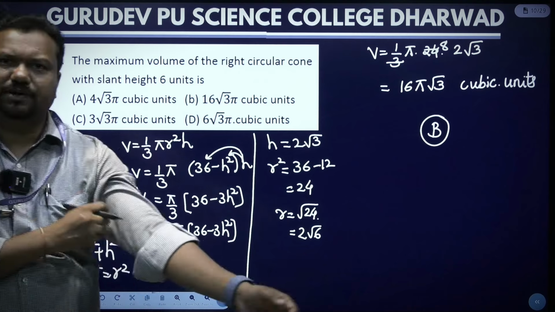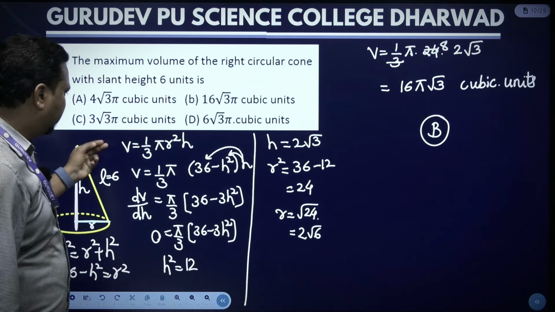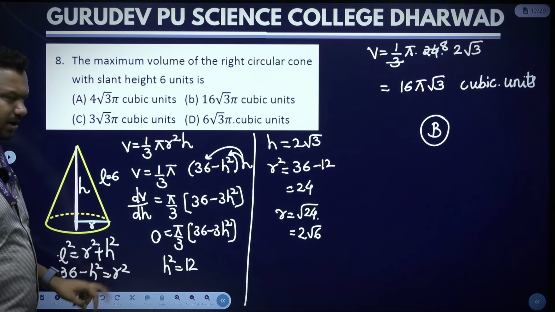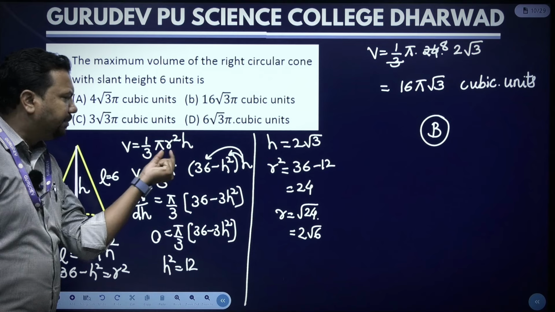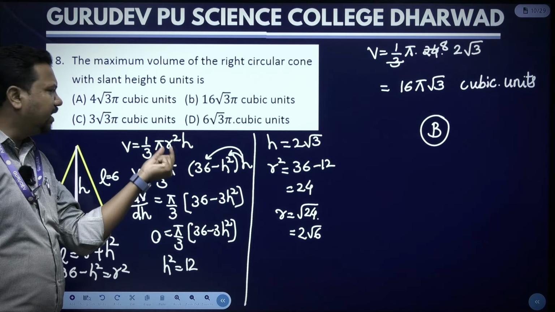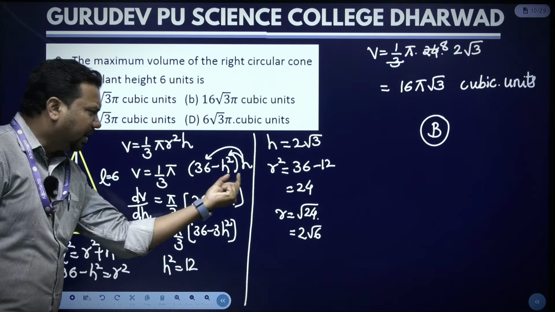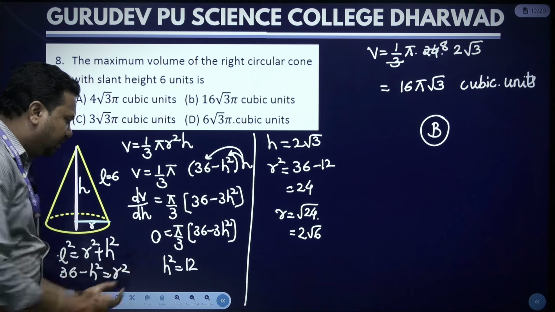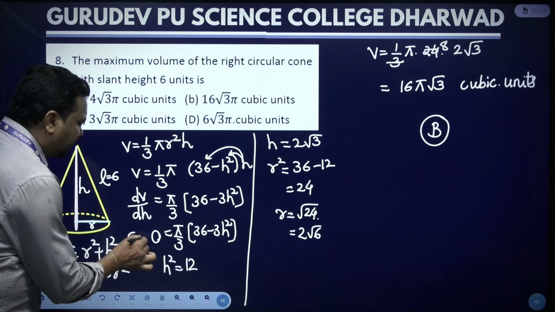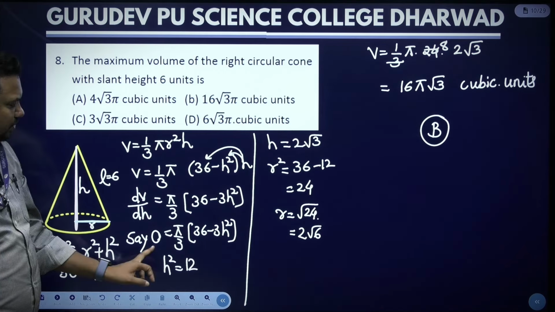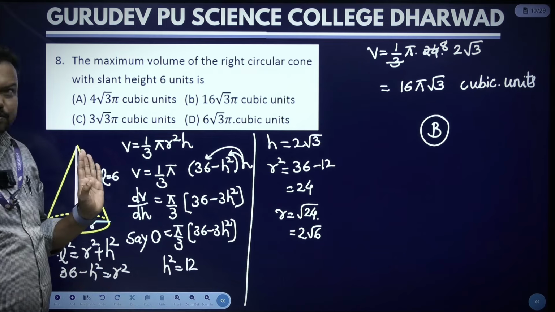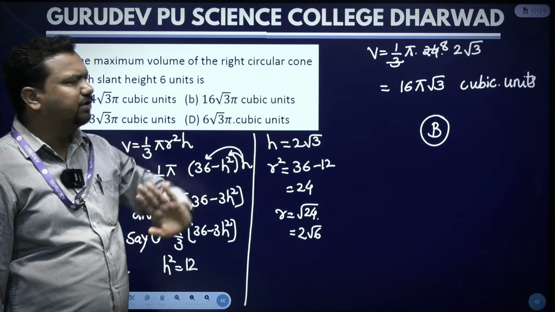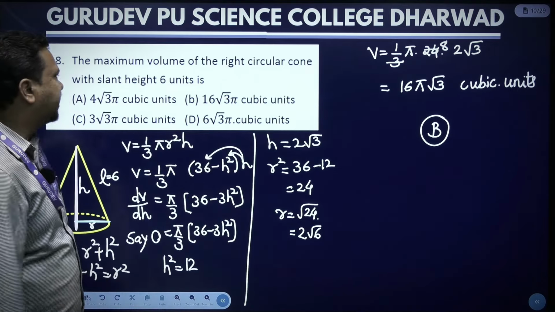See what we have done: we took the volume, and we have understood the relationship between l, r and h, and in two variables r and h we converted r in terms of h, multiplied inside the bracket and differentiated, and we assumed that dV by dh is equal to 0. Therefore x square is equal to 12, r square is equal to 24, substitute in the volume formula and you will get the maximum volume.